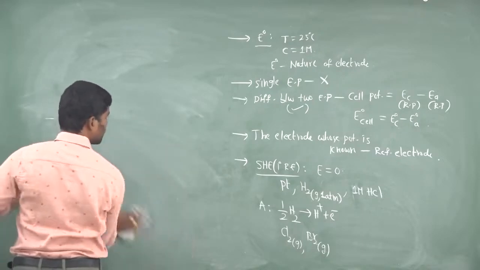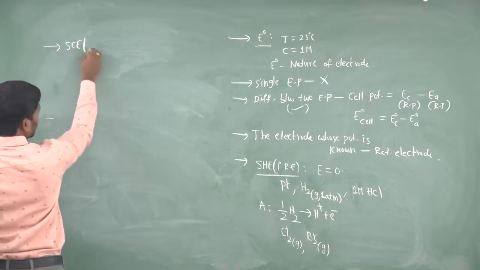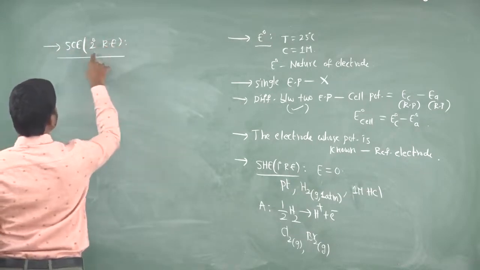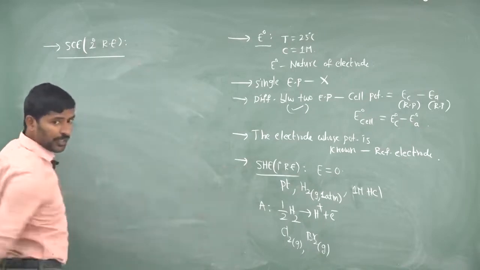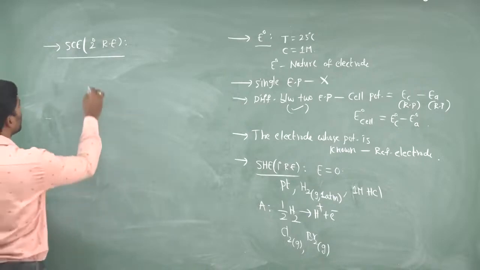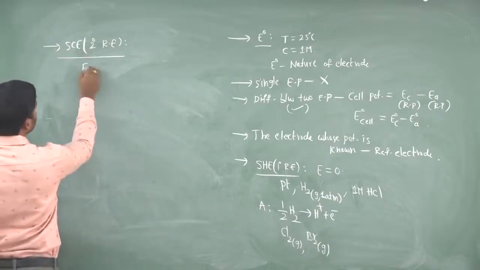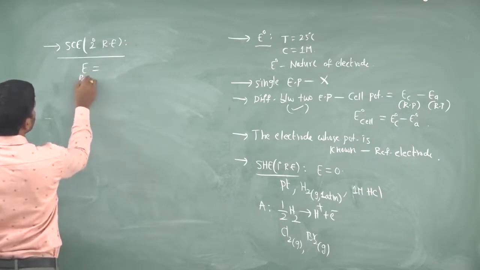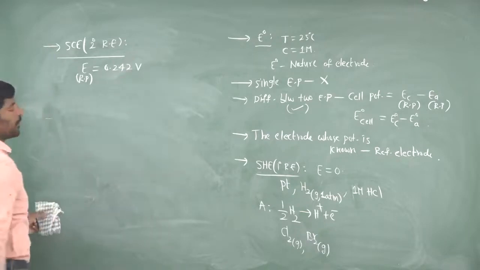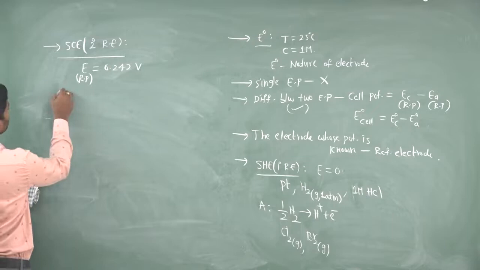Next, another reference electrode is the saturated calomel electrode, also called the secondary reference electrode, since its potential is calculated again by using the standard hydrogen electrode. If you take saturated KCl, what about its reduction potential? 0.242 volts.